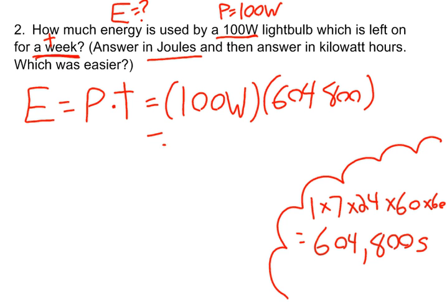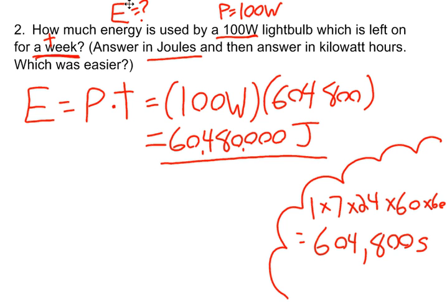So we do the computation there. To multiply by 100, I'm essentially just adding two zeros. And you can see we've got about 60 million joules. 60,480,000 joules, or about 60 megajoules. And that's the first part of this question.